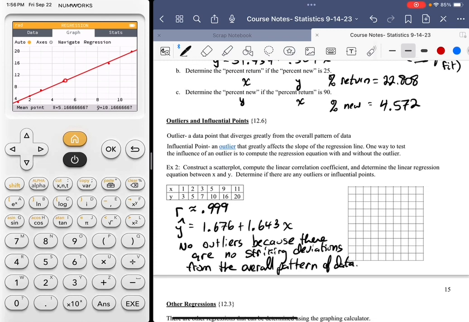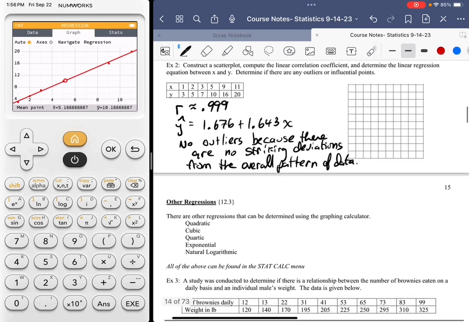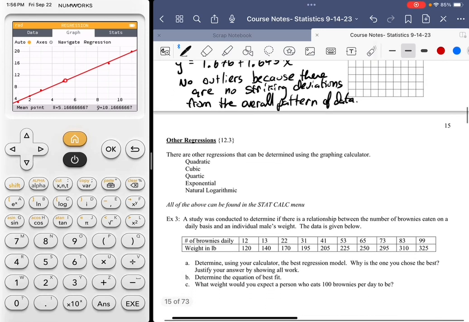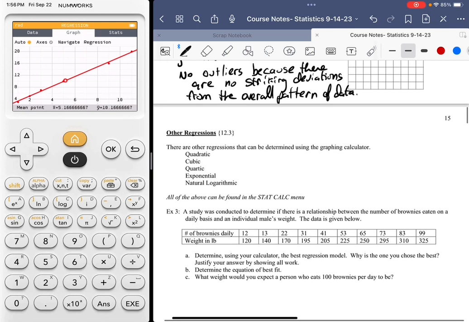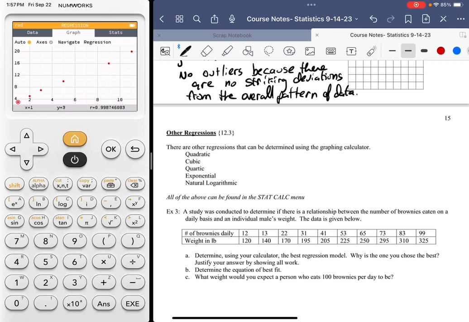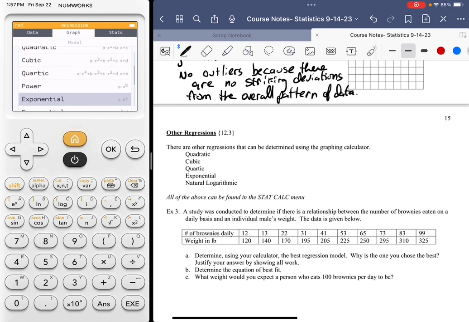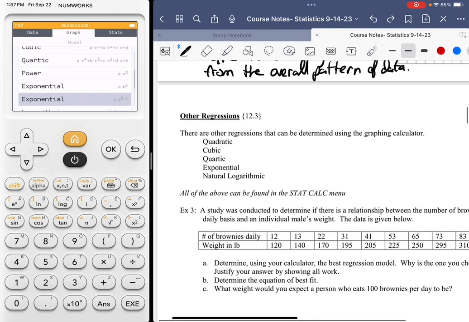Now, that was just really focusing on linear regression. You could also have quadratic, cubic, quartic, exponential, natural log regression. You could even have trig regressions. If you go into this menu here, I'm going to remove the regression, just go back in. You see all the different options: proportional, quadratic, cubic, quartic, power, etc. These are the ones that we're going to focus on, so we're not going to really depart from that.